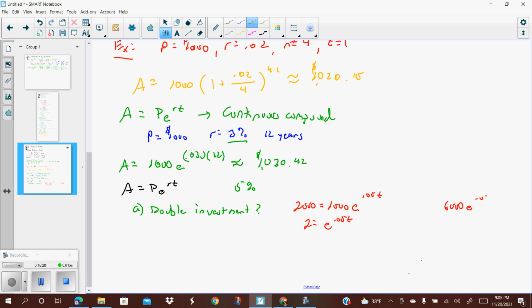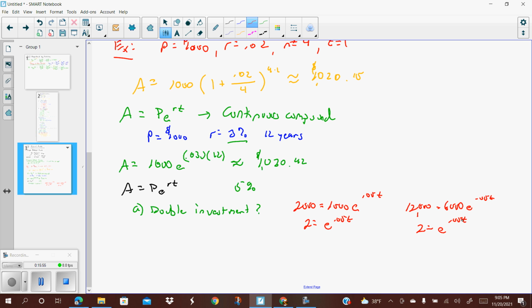e to the 0.05t. If we invest $6,000, that means if I want to double my investment, that's $12,000 as a return. Well, when I divide 6,000 on both sides, I end up with 2 equals e to the 0.05t. So hopefully what you can see there is that it doesn't matter what the initial investment is.